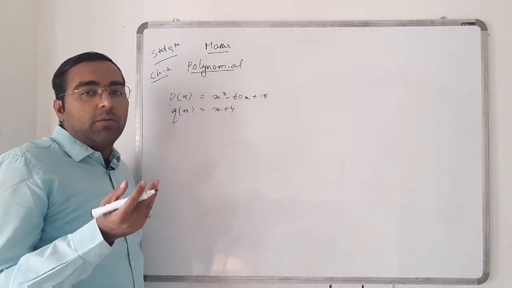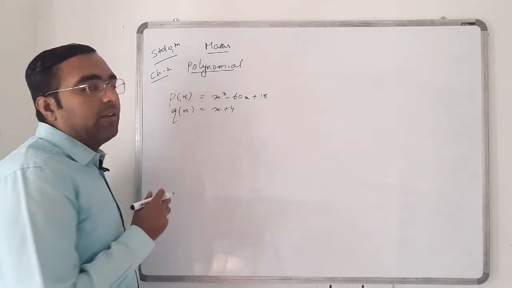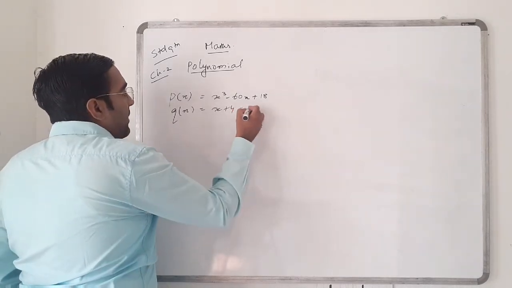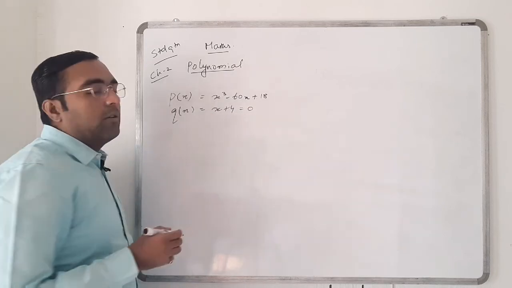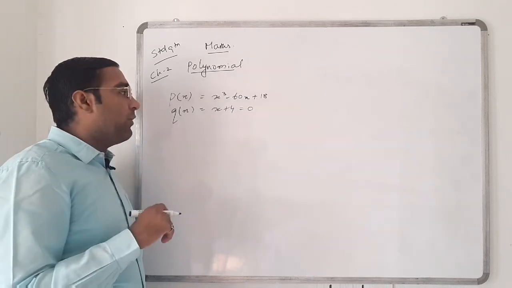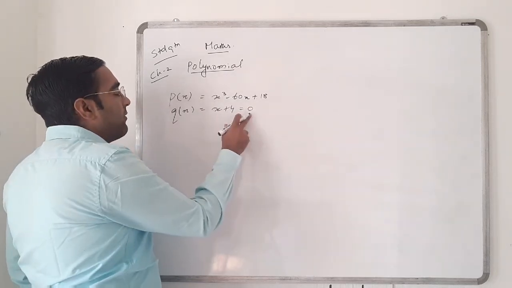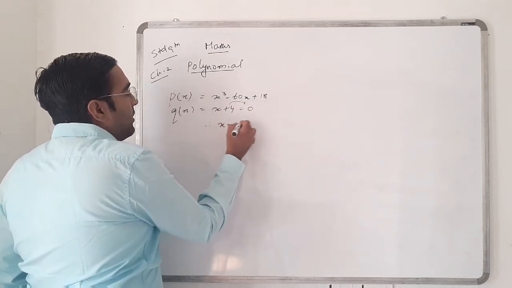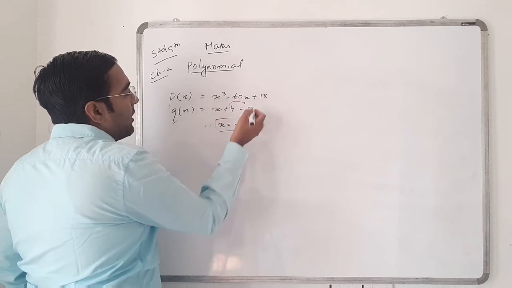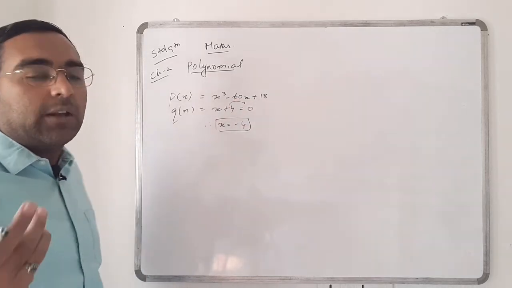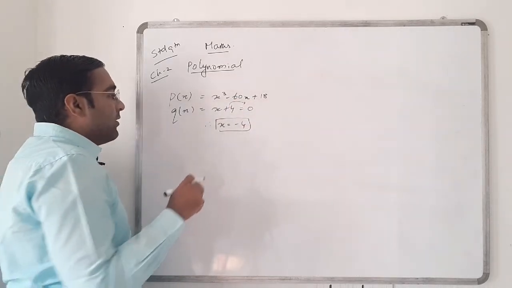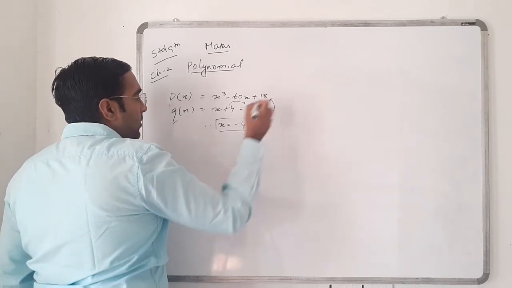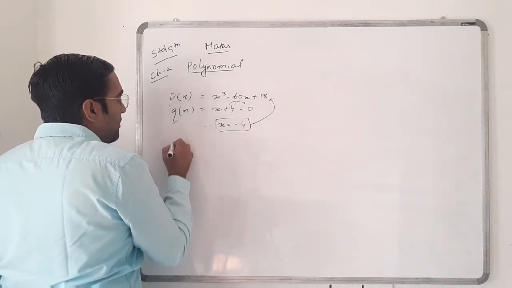This is a 1 mark question, an MCQ. So we have to find the remainder using the remainder theorem. In the remainder theorem we take q of x equal to 0. So x plus 4 equals 0, therefore x equals minus 4, because plus 4 is shifted to the other side, 0 minus 4 equals minus 4. Now I'll take x equal to minus 4 in p of x to find the remainder.